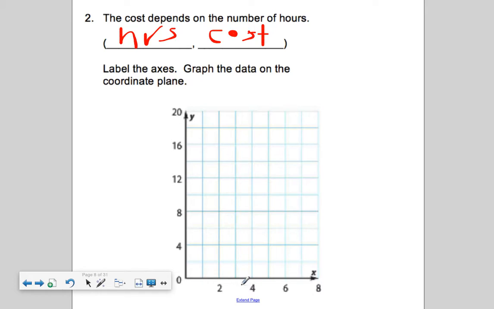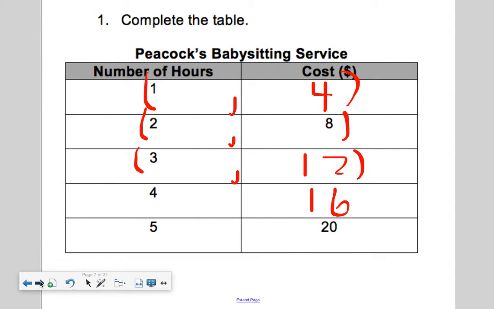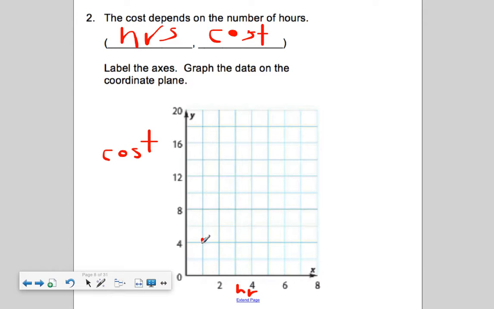So let's label this. These are the number of hours down here, and these are the cost. So let's look at a table. 1 hour costs her $4. 2 hours costs her $8. 3 hours costs her $12. 4 hours costs her $16. 5 hours costs $20. As you can tell, the rate is changing the same amount.